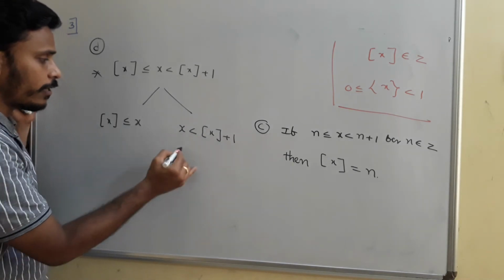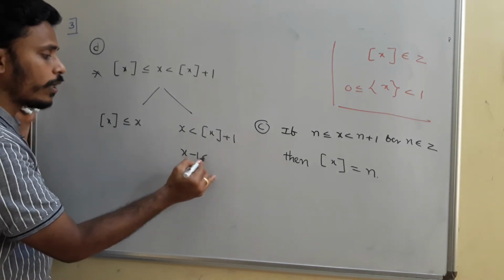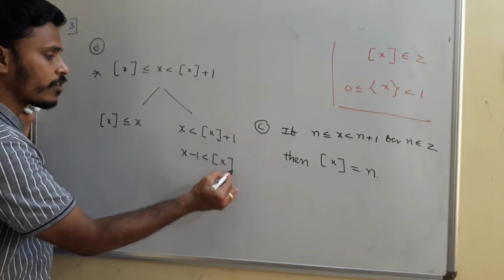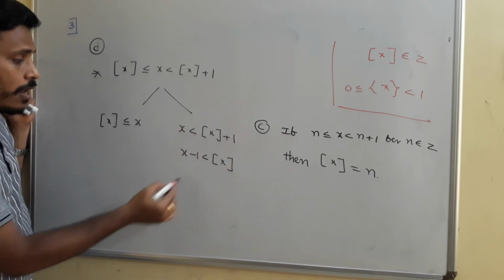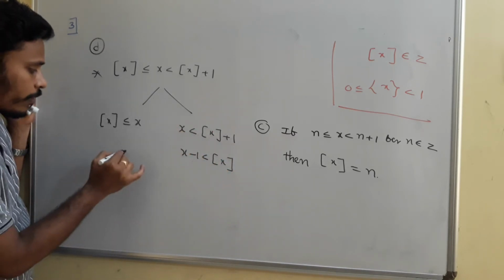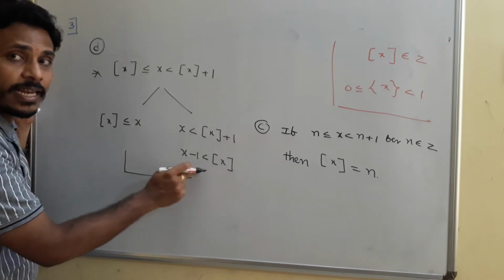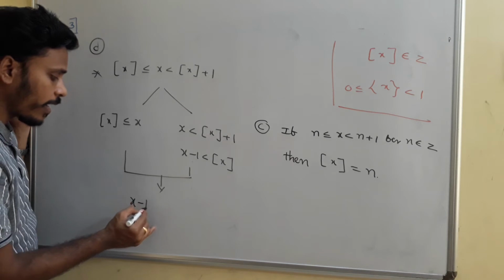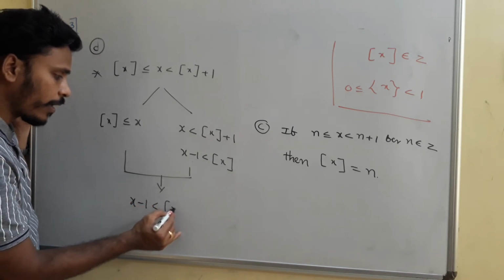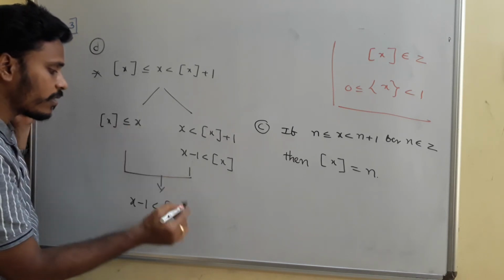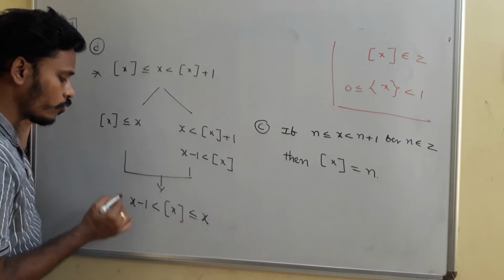And now think about it. Yeah, x minus 1 is less than floor x. Is it right? Just send 1 to that side. Now combine these two. Okay. Yeah, now by combining these two, what do you have? First write the second inequality, which is x minus 1 less than floor x, and that floor x is now less than or equal to x.